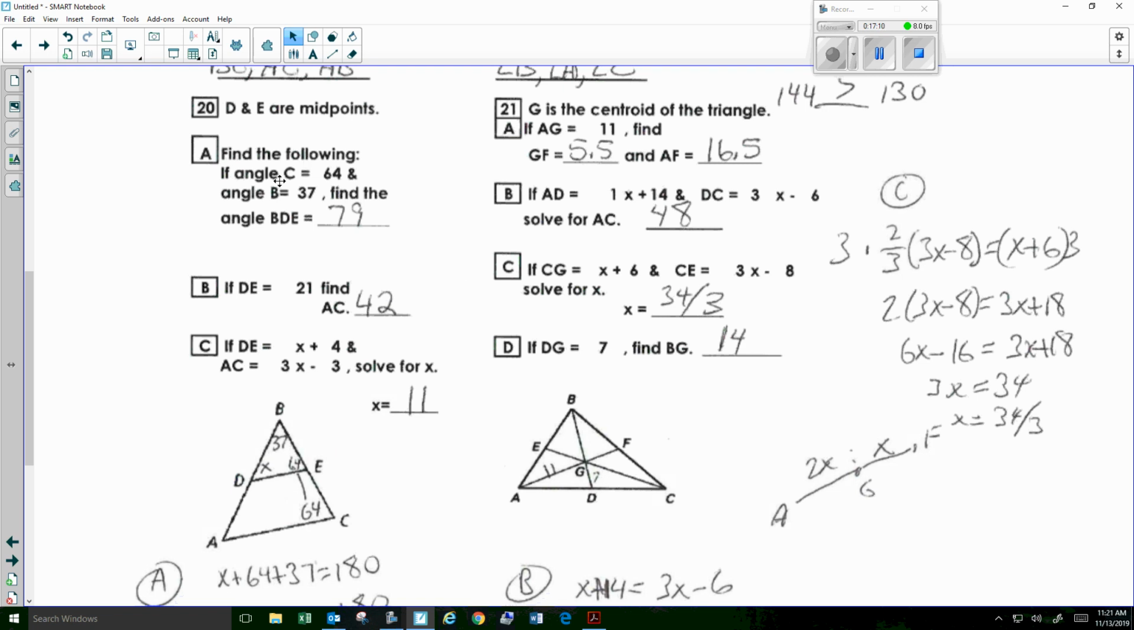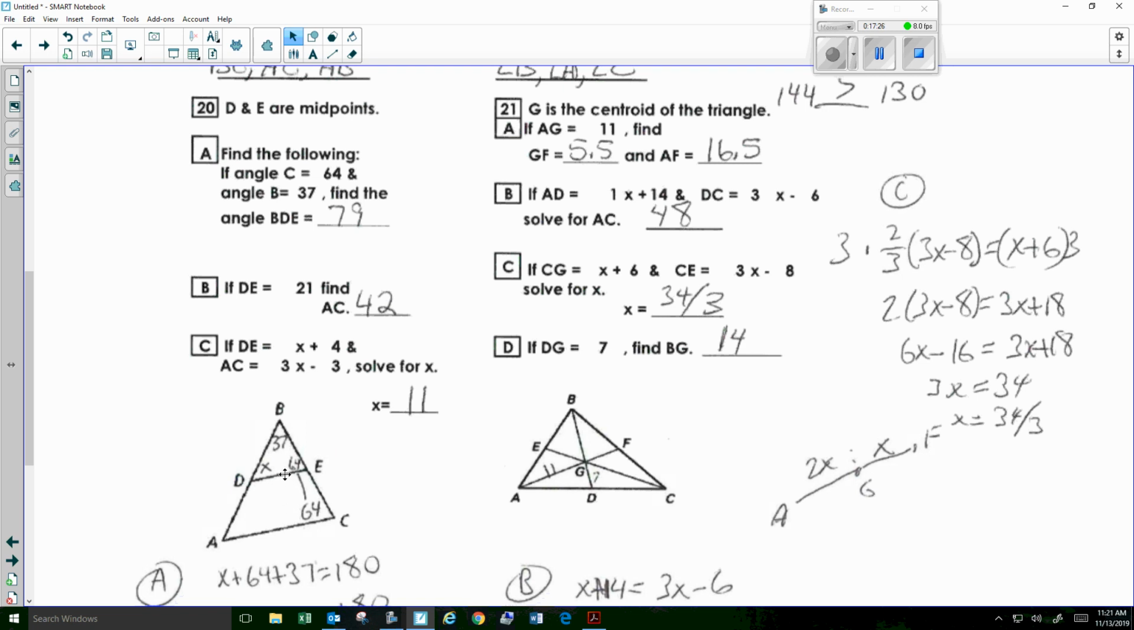All right, here we go. If angle C is 64 and angle B is 37, find the angle BDE. So I just put the X right there, BDE right here. Well, we know if this is 64, this is 64, because remember these are parallel. The midsegment is parallel. These two segments are parallel.